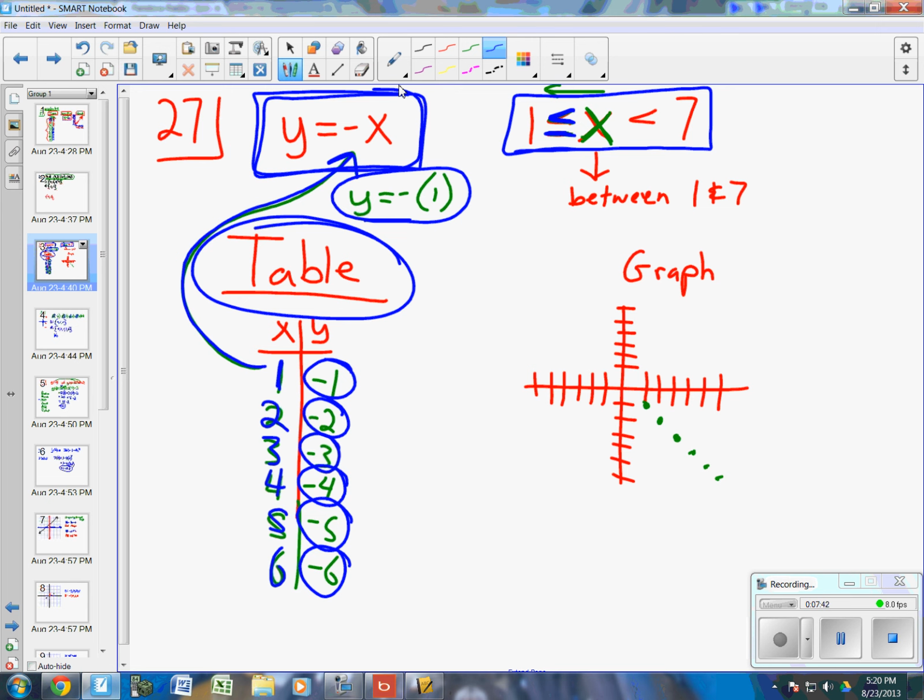If I go over to the graph, I have my points that I graph: (1, -1), (2, -2), (3, -3), (4, -4), (5, -5), and (6, -6). And there's my graph. So that's what it's wanting you to do on problems 27, 29, and 31.